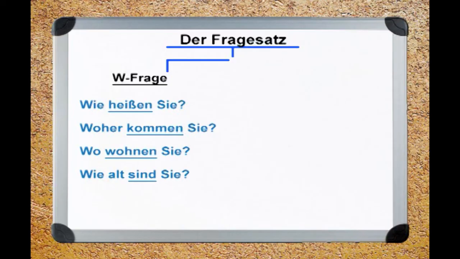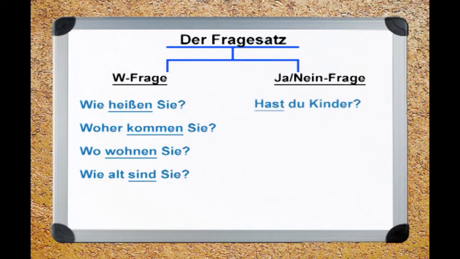Now, let us look at the other category of the question, which is called the Ja-Nein-Frage. Ja means yes, Nein means no. Now, let us look at these questions. Hast du Kinder? You know the meaning of this question. Do you have children? And the answer is Ja. Fährst du ein Auto? Do you drive a car? The answer is Nein, which means no. Schläft er im Büro?